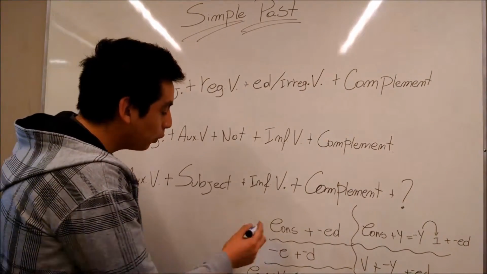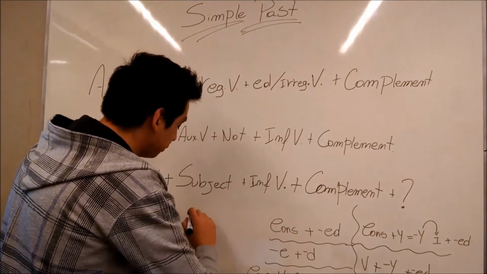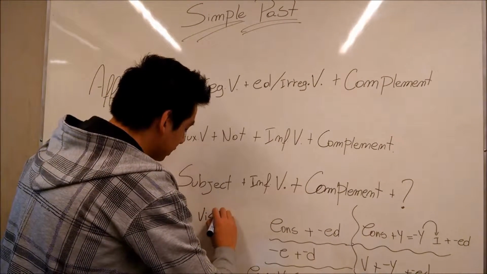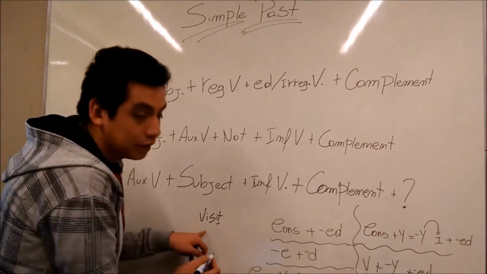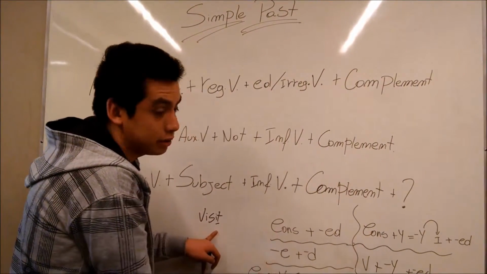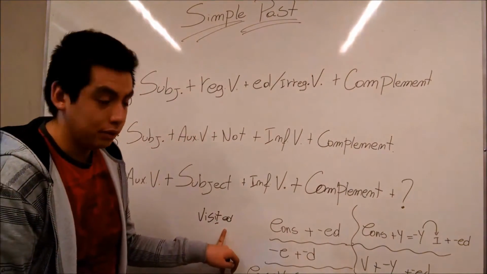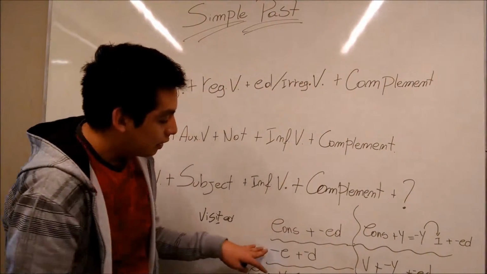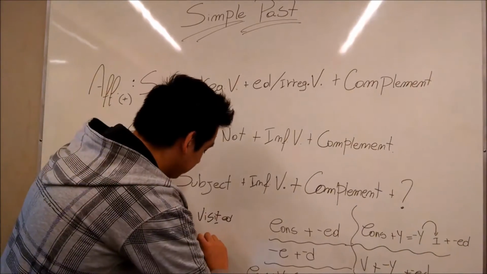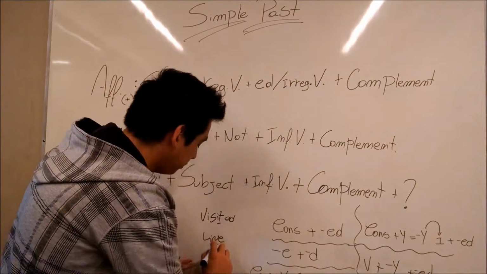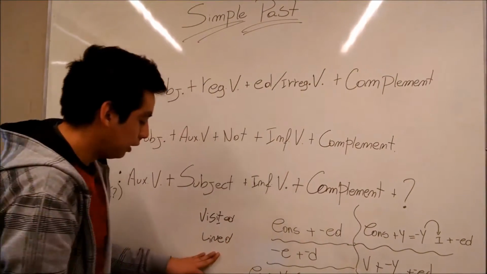The first rule is when we have a consonant at the end of our verb. For example, visit. Visit ends with T, so it is a consonant. We just put ed. Visited. Then, when our verb ends with e, for example, live, we just put a d at the end of our verb. Okay, lived.